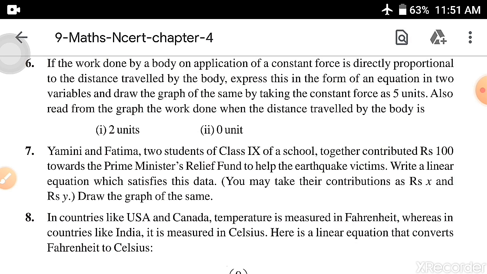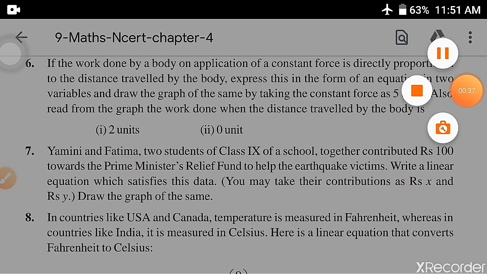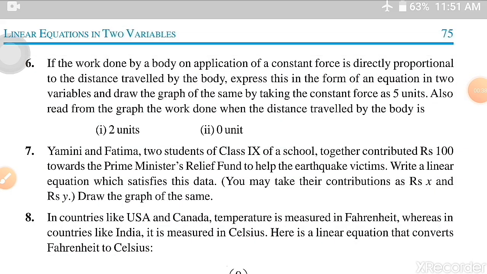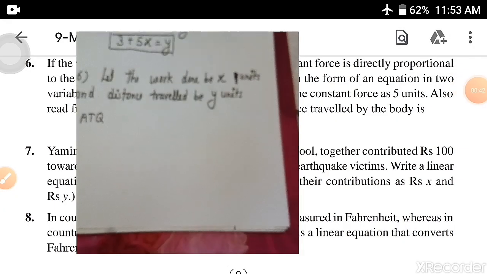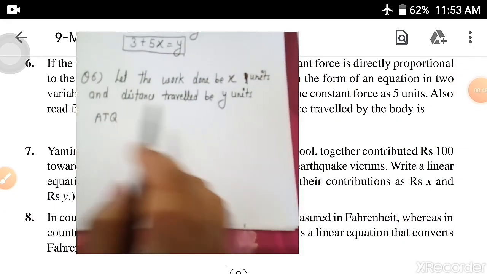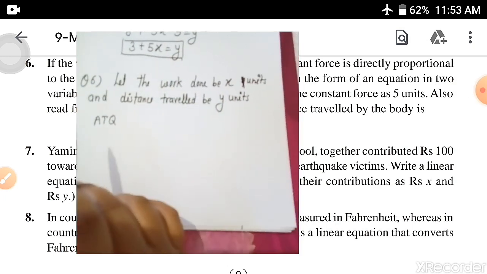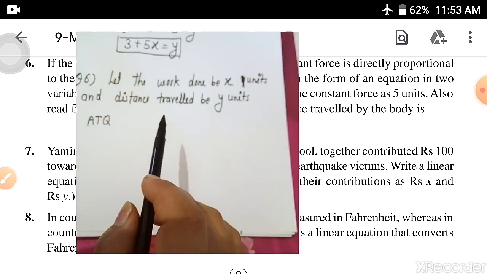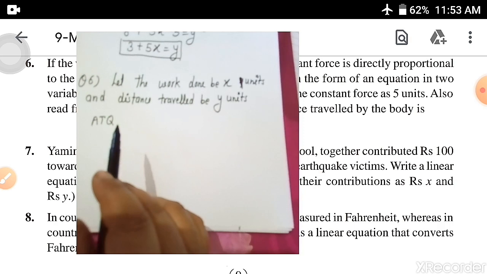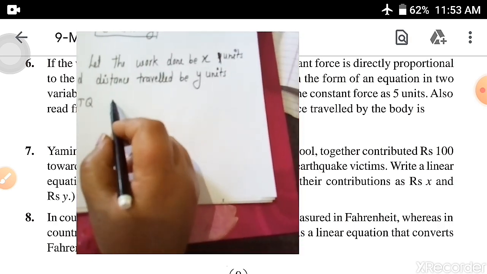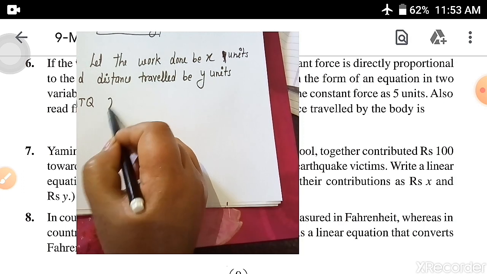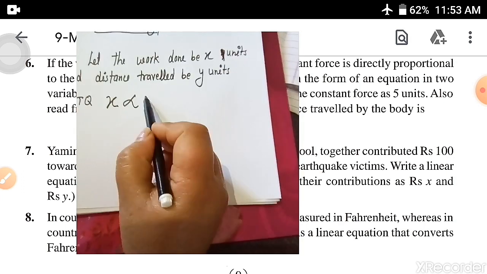So first you should understand what is given in the question. I will tell you what is given. Now see that I have written the language. Let the work done be x units and the distance traveled be y units. Now according to the question, it is given that the work done, that means x, is directly proportional to y.